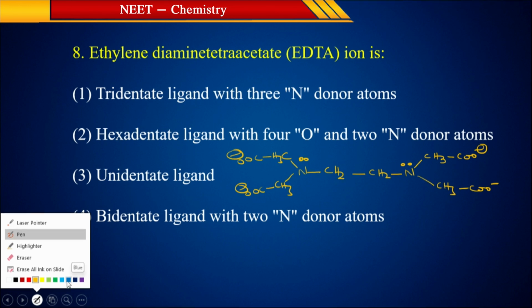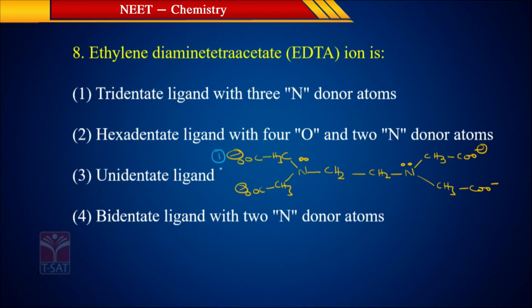Why is it a hexadentate ligand? Here this is one donor atom, second donor atom, and the negative charges will work as donor atoms: 3 donor atoms, 4 donor atoms, and the lone pairs, 5 and 6 donor atoms there. Of the 6 donor atoms, 2 are nitrogens and 4 are oxygens. So it is a hexadentate ligand with 4 oxygens and 2 nitrogens, right? We can see 4 oxygens donating electron pairs and 2 nitrogens donating.